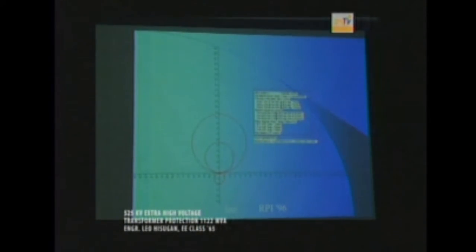Another shot of the faults. This is the overcurrent protection here.